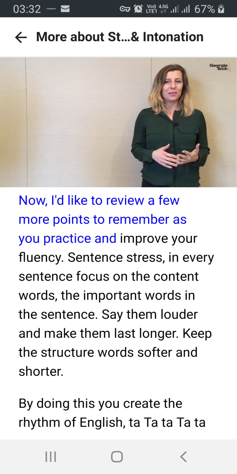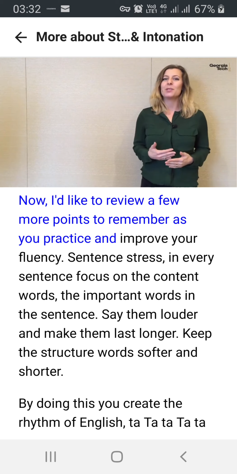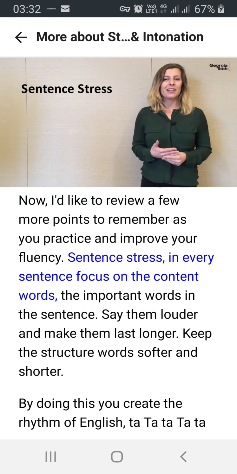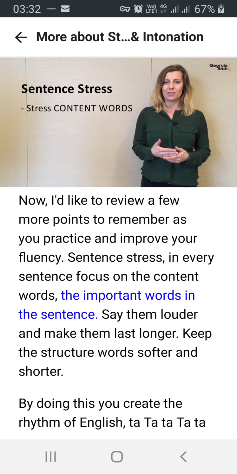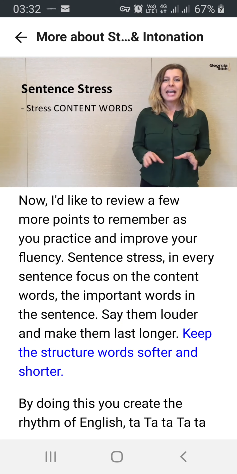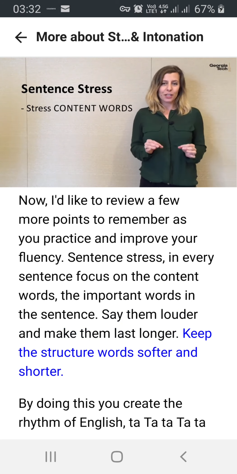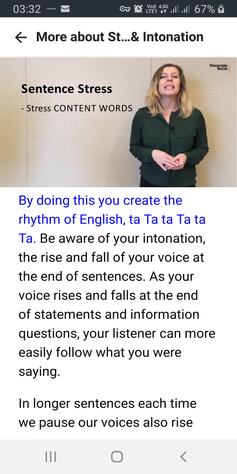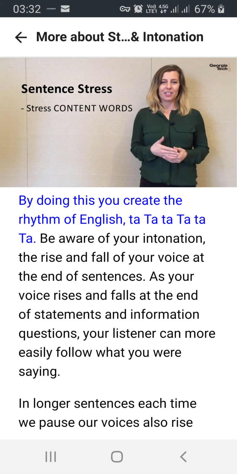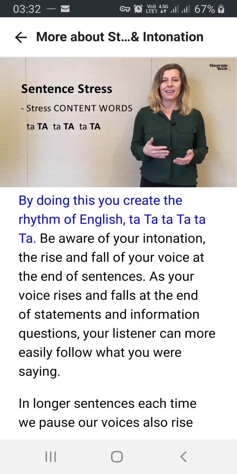Now, I'd like to review a few more points to remember as you practice and improve your fluency. Sentence stress. In every sentence, focus on the content words, the important words in the sentence. Say them louder and make them last longer. Keep the structure words softer and shorter. By doing this, you create the rhythm of English. Ta, ta, ta, ta, ta.